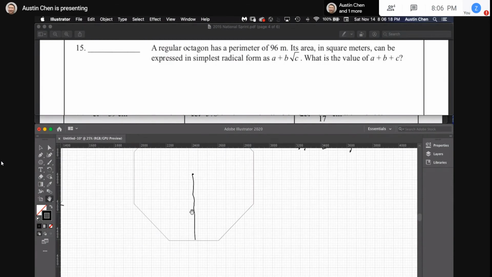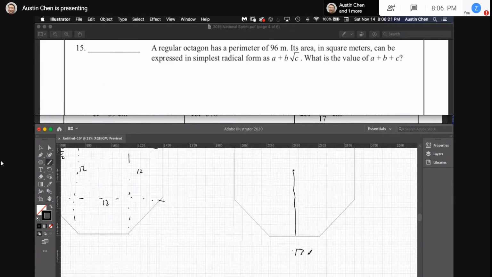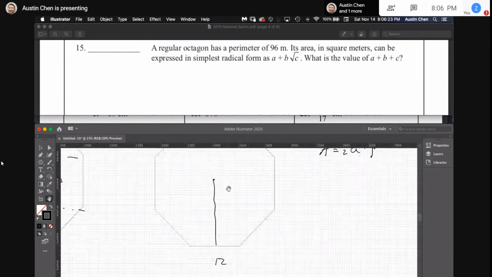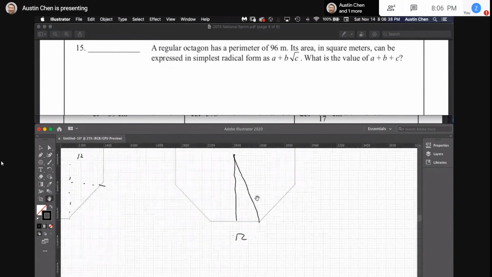So okay, so we know that the side is 12. So just need to find the apothem. So we can connect it like that by symmetry. It's gonna bisect this angle. And we can find the angle of an octagon using the sum of interior angles formula, or you can also memorize it. It's just 135 degrees.